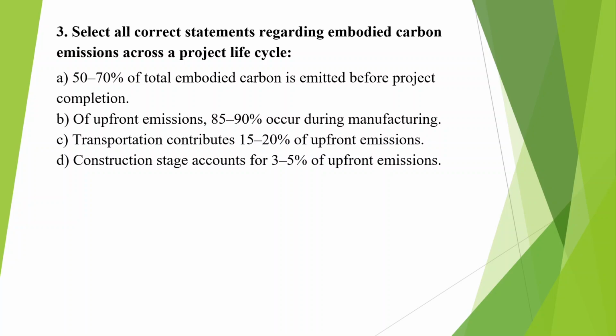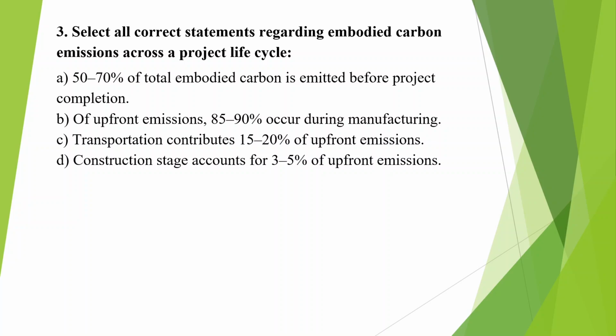This is not the correct value for the upfront emissions, because as you can see, if you add all the upfront emissions, it will come above 100. If you consider option B to be correct, then at the lower end it is 85. Then the upfront for construction is nearly 5%. So 85 plus 5 is already about 90, so the transportation share needs to be lower. The transportation in the overall percentage cannot go above 100%.